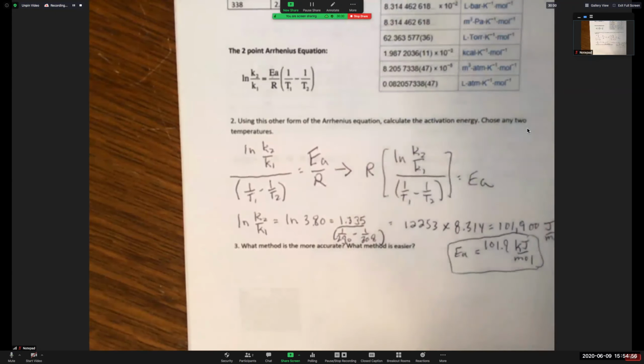The next question is, what method is more accurate? I think the more accurate method is the one that uses the most points, and that would be the linear regression. What method is easier? I'm not sure. It depends on how fast you can do linear plots and how fast you can do this. I'll let you answer that one. It's probably different for every student or chemist doing this.